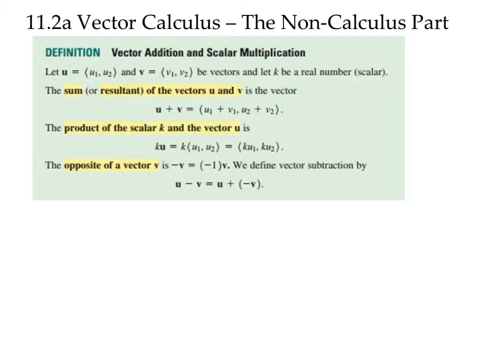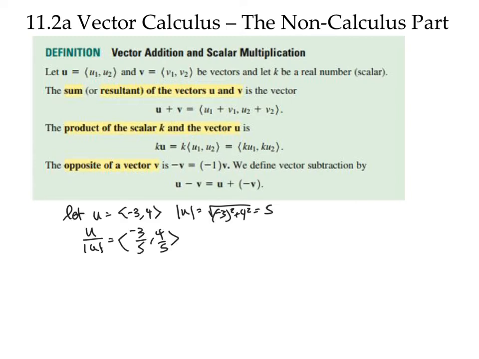The product of the scalar k and the vector u is just ku1, ku2. You just multiply the scalar by the x and y component. And the opposite of a vector, or negative v, is just the scalar negative 1 times v. It just changes the sign of each of the components. And we can define vector subtraction as u minus v is the same as u plus the opposite of v. If I take any vector v and divide it by its magnitude, I get a unit vector, which is a vector in the same direction as the original vector, but having a length or magnitude of 1.